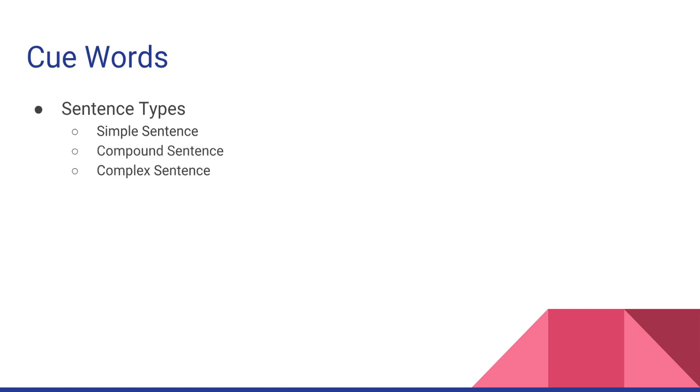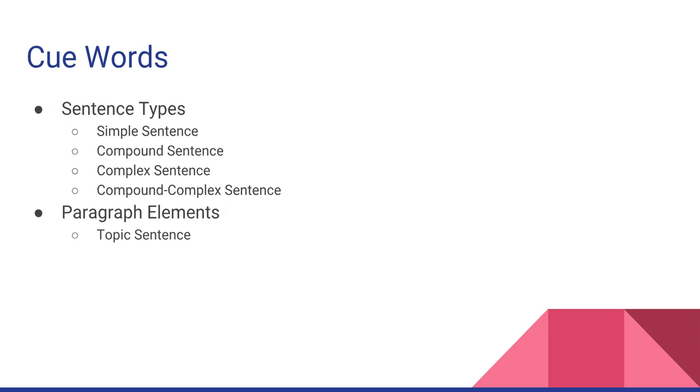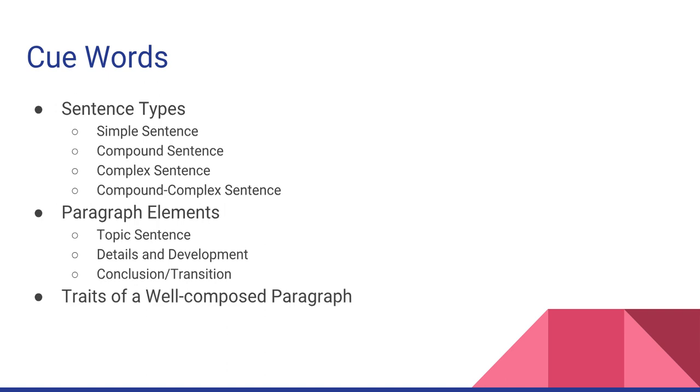Your keywords for this lesson are sentence types, simple sentence, compound sentence, complex sentence, and compound complex sentence. Paragraph elements: the topic sentence, details and development, and the conclusion or transition. The traits of a well-composed paragraph: clarity, vivid, precise language, and sentence fluency and variety.